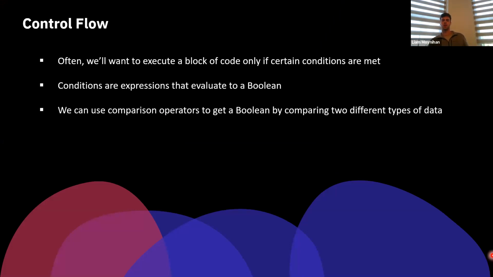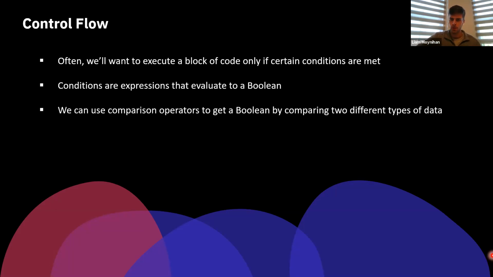Let's talk about control flow. Control flow is basically a way that lets us execute a block of code only if a certain condition is met. And conditions are just expressions that evaluate to booleans. Since we're not always going to be working directly with booleans, we can use comparison operators to get a boolean by comparing two different types of data. So basically control flow is all the interesting things that you can do with programming that gives it a lot of its power.